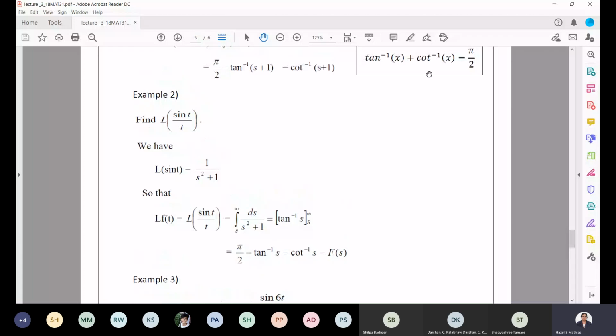So what is the Laplace transform of f of t by t? It is the integral from s to infinity of f bar of s ds. It is s to infinity. Make a correction, everybody.